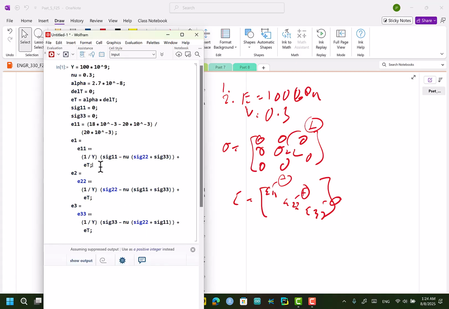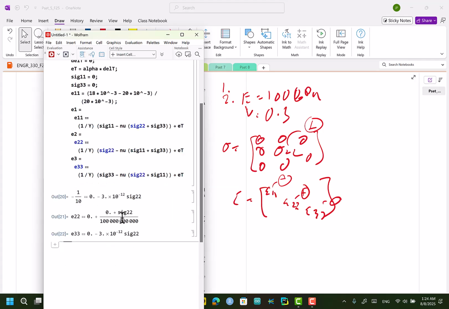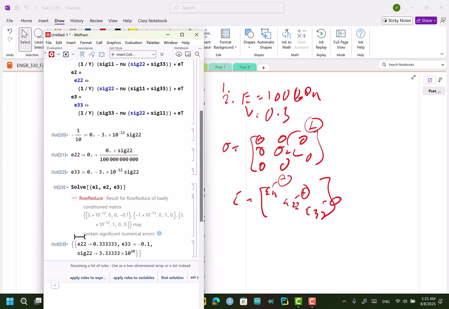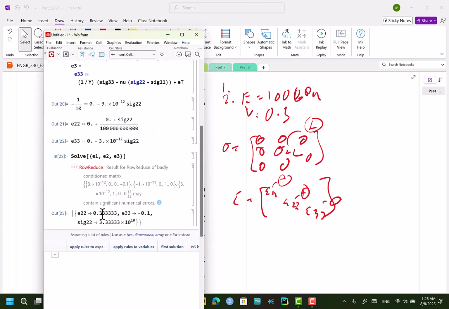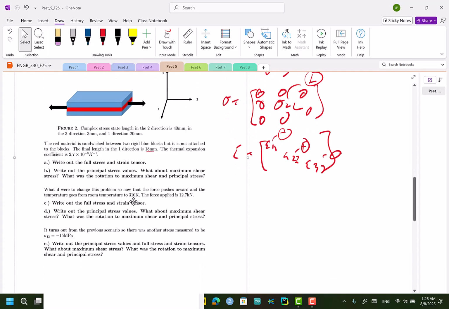Now, I always like to open this up because it shows us what our unknowns are. So sig22, E22, E33, and we know that E11 is negative. It's fantastic, so I can say solve for E1, E2, E3. Those are our values, positive, just like we estimated for E22, negative for E33, and sig33 is positive. And there we go. We got it. Full stress strain tensor.